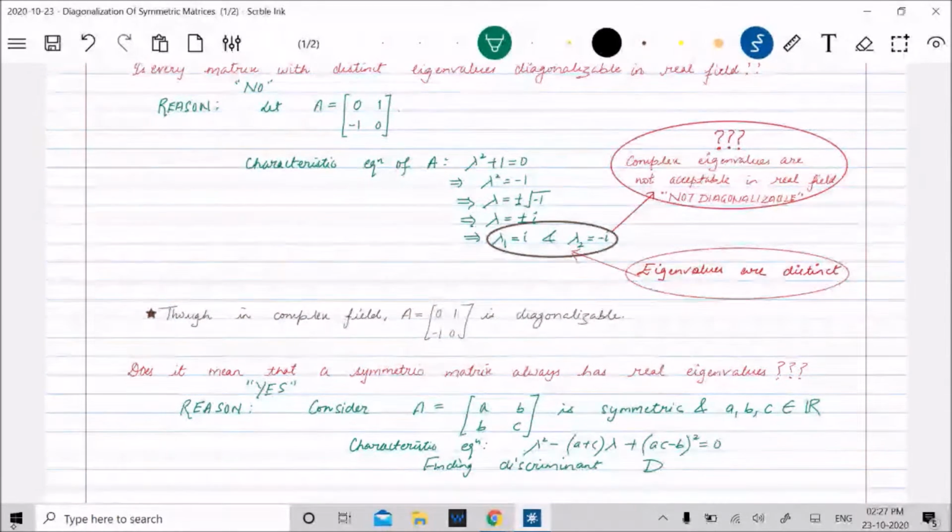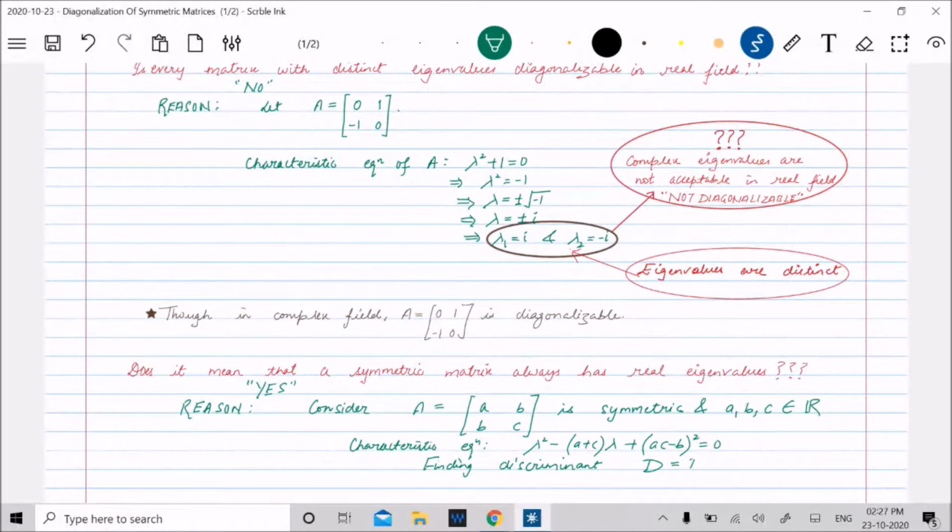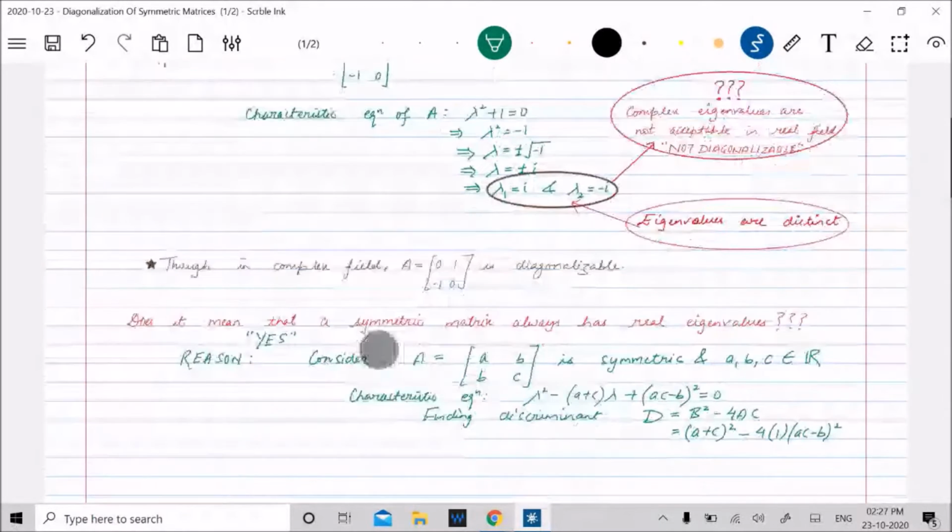that is capital D, and that is B square minus 4AC. Let me write it, B square minus 4 capital A into capital C. And what is B? This is my B. The coefficient of lambda is called B. So that will give you A plus C whole square, because minus is there and the square of minus is plus. And minus 4 times capital A is 1 actually, capital C is AC minus B whole square. Right?